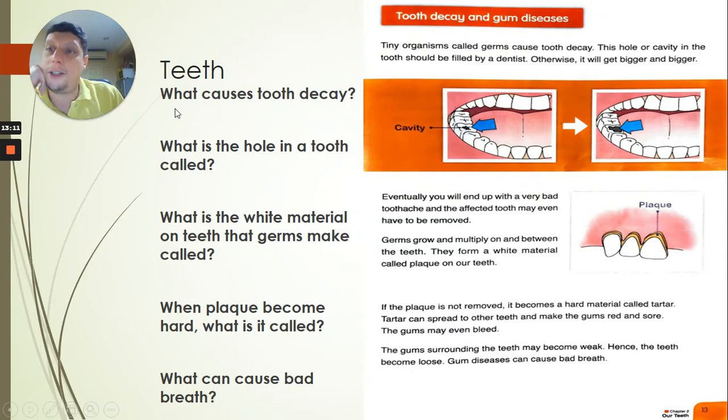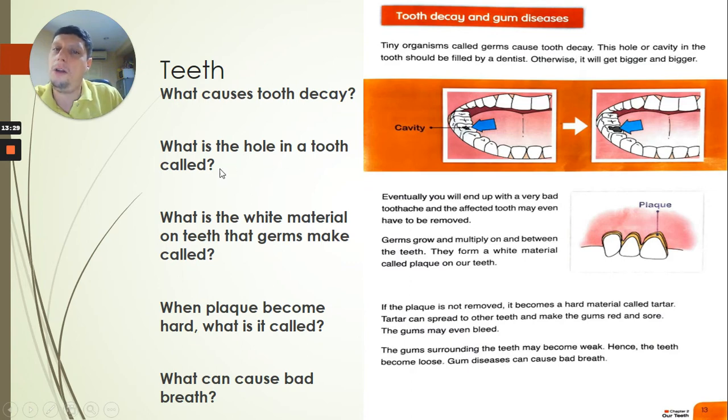So the first question, what causes tooth decay? Tiny organisms called germs cause tooth decay. Very simple. You just need to write that sentence. That is the correct answer.